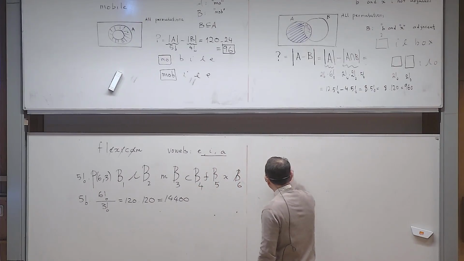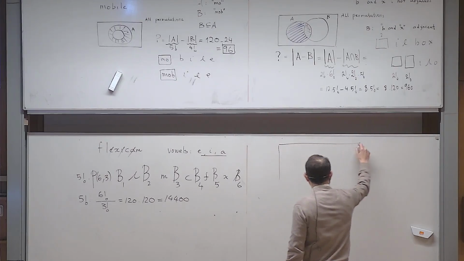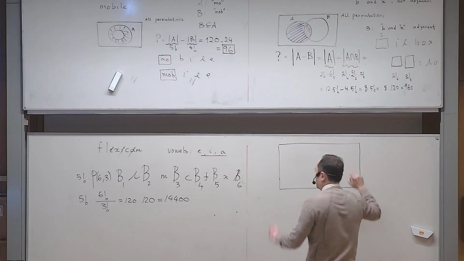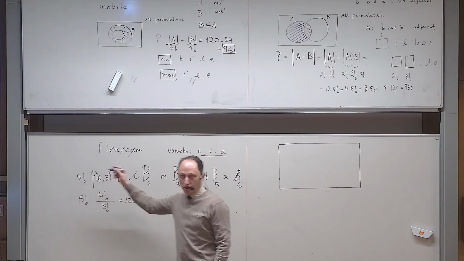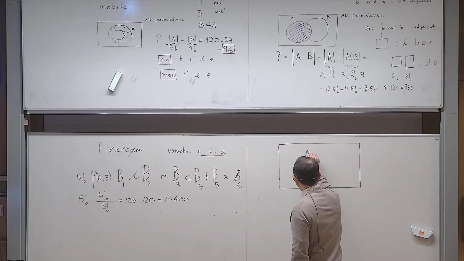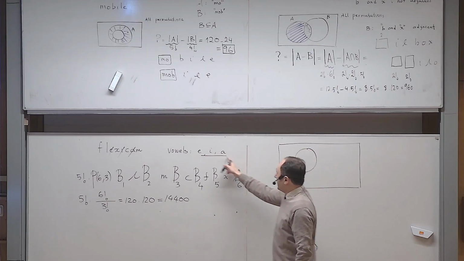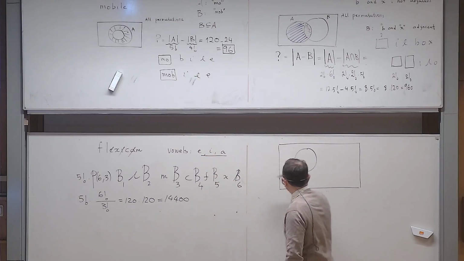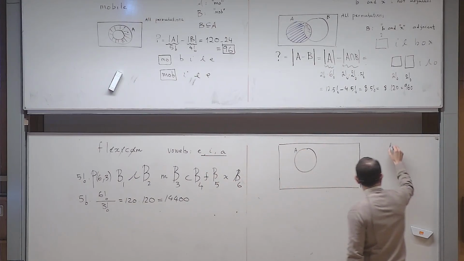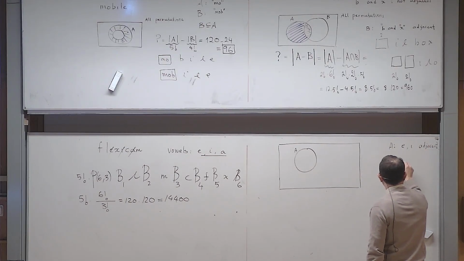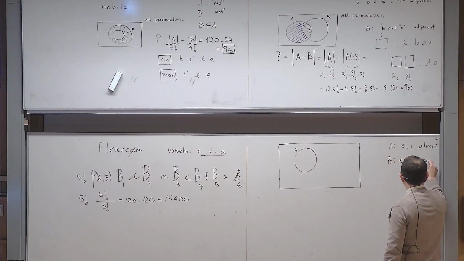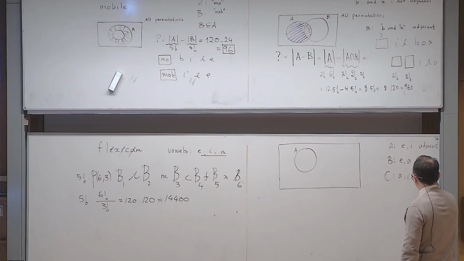Let us see how. Imagine that in this rectangle is the universal set. Here the universal set is the set of all permutations of this word. I put them in this rectangle. In some of them, E and I are adjacent. Let me call it A. So A: E, and I adjacent. And B, let us say E and A adjacent. And C, let us say E, A, and I adjacent.